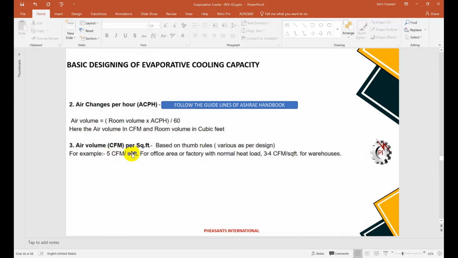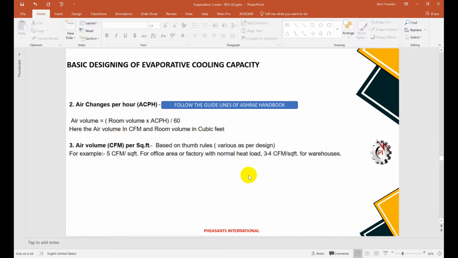And the third is the air volume. It is the thumb rule. Normally we are taking 5 CFM per square foot, and for office or factory we can take 3 to 4 CFM per square foot. This is the third method. We will do one case study and see where we are getting the higher side airflow, so we will recommend that area.